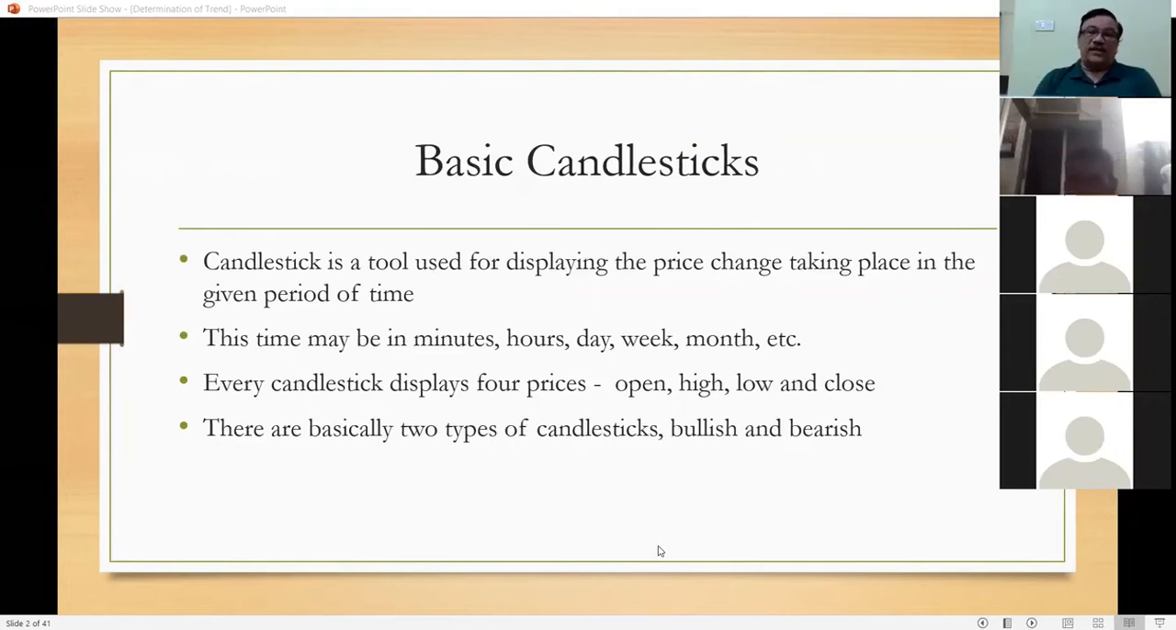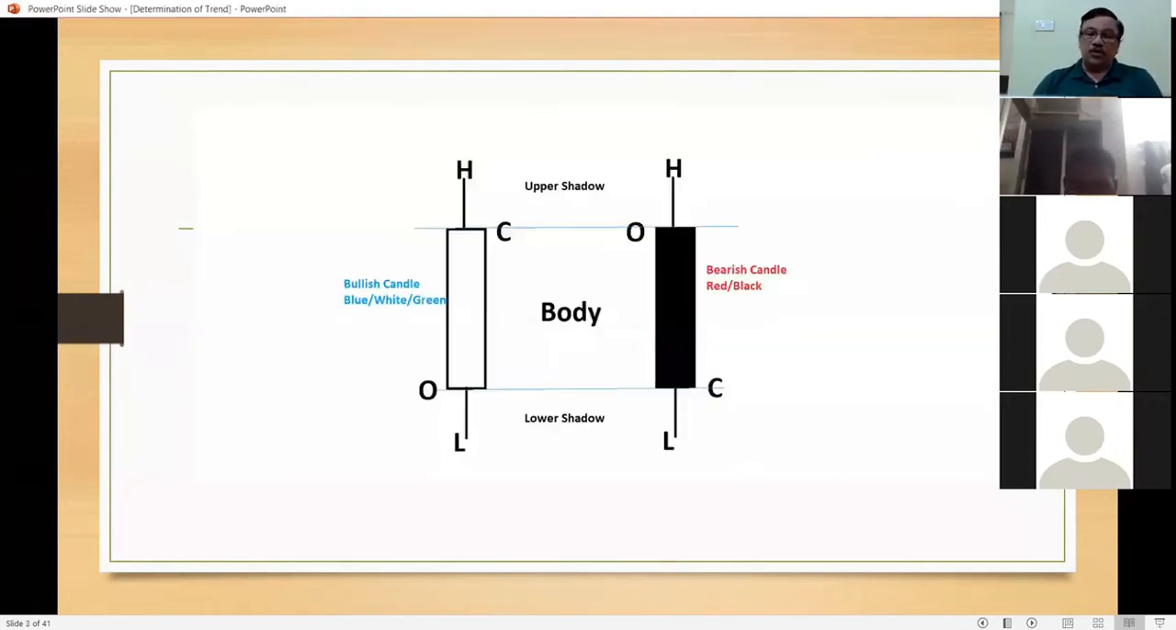Now, let us see how are these candlesticks, bullish or bearish. Now, if you see here, there are 2 candlesticks. Left side one is white in color. Right side one is black in color. O is opening price, low is the lowest price, H highest price, and C closing price. If closing price is higher than opening price, we say that is bullish candle because price has gone up. The color used is white, green, or blue.